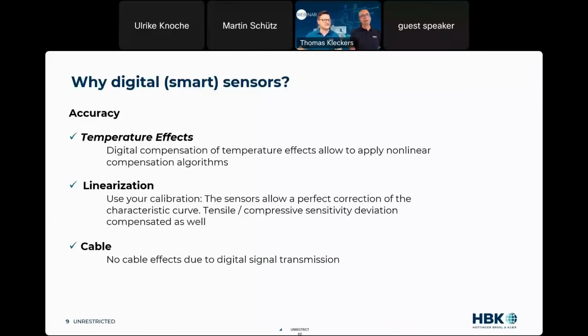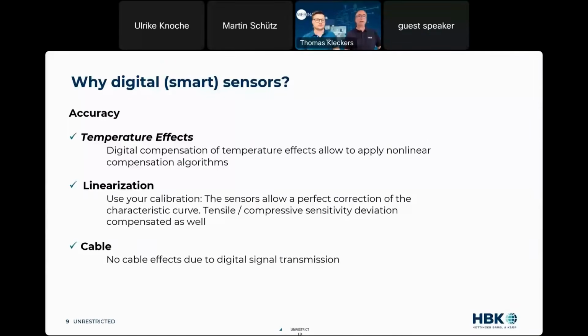And more than that, we can also reach, potentially or in real life today, better accuracy. One example is temperature. Passive sensors that we build today are very precise, but somehow limited in some cases. Temperature effects you can only compensate with a linear function because you use nickel elements to do so. With digital temperature measurements, I'm able to compensate also non-linear effects.